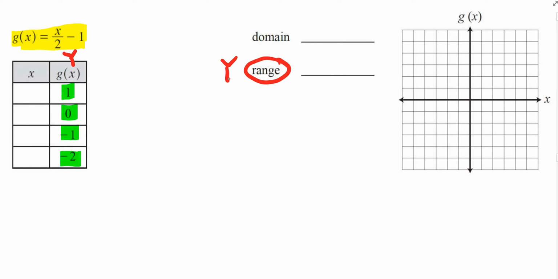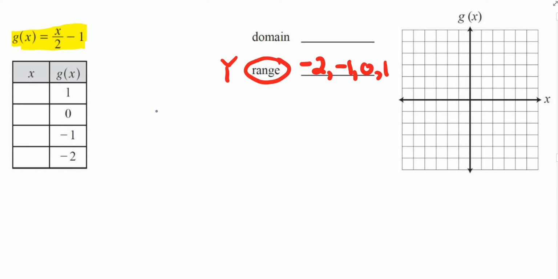If you look at those green numbers, negative 2 is the smallest, so we'll write down negative 2 first for my first value for the range, and then negative 1, and then 0, and then positive 1 is the largest there. So there are my y values, or my range values, negative 2, negative 1, 0, and 1. That's not too bad.